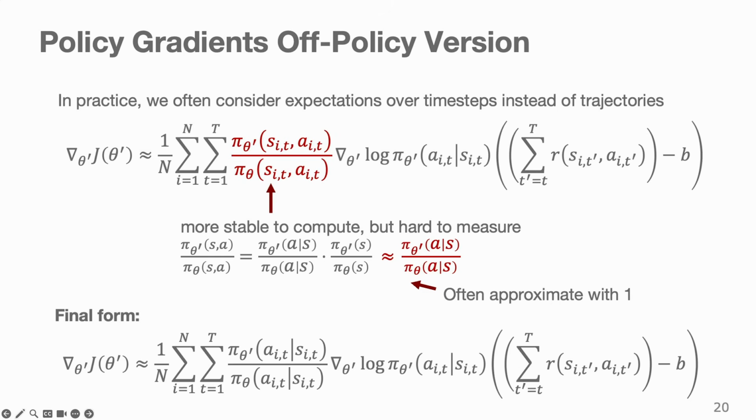So in practice, this is often approximated by 1, which is an approximation that algorithms like TRPO and PPO make by forcing the updates to be small. But in essence, this gives us our final form that you see at the bottom. The importance weight reduces to just a ratio of action probabilities of the new policy and the old policy. And again, it's just an approximation, and it will only work if they are close enough.